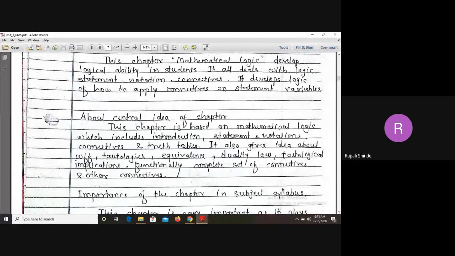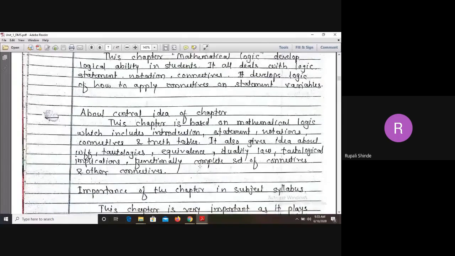Next one is about the central idea of the chapter. This chapter is based on mathematical logic, which includes introduction, statement, notations, connectives, and truth tables. It also gives an idea about well-formed formula, tautology, equivalence, duality law, tautological implication, functionally complete set of connectives, and other connectives. Once you complete this chapter, you will come to know the meaning of these points.